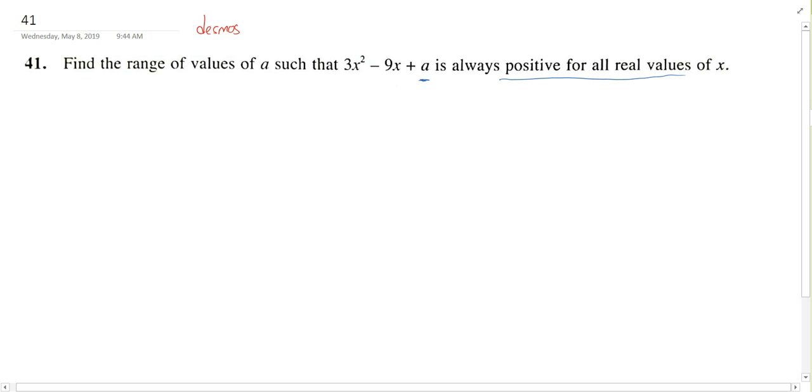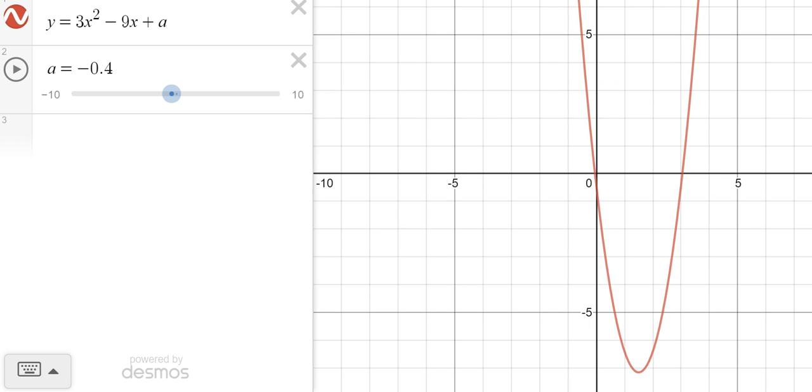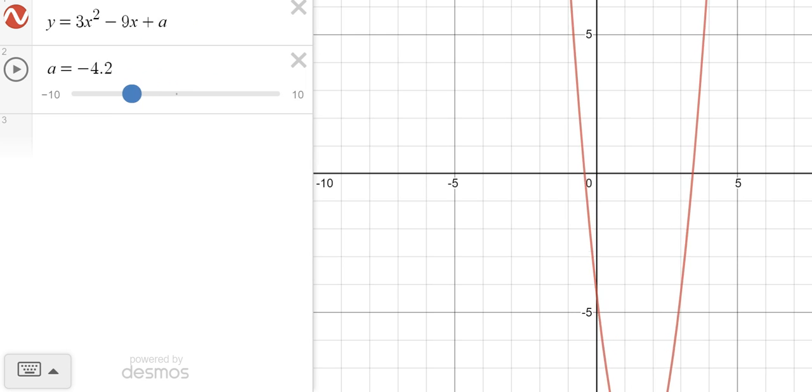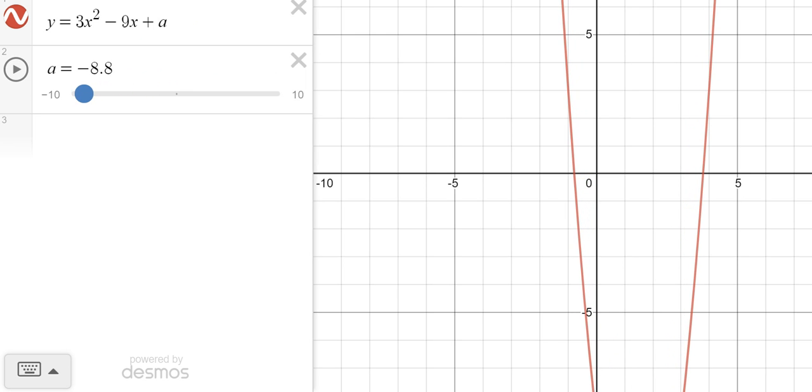Do I have the graph being positive for all real values of x at the moment? No, because some parts are below the x-axis, right? If I move it to the left, if I make A smaller and smaller, am I getting closer to making the graph entirely above the x-axis? No. Why not? What actually is the effect of this A on the graph? It pushes the graph down.